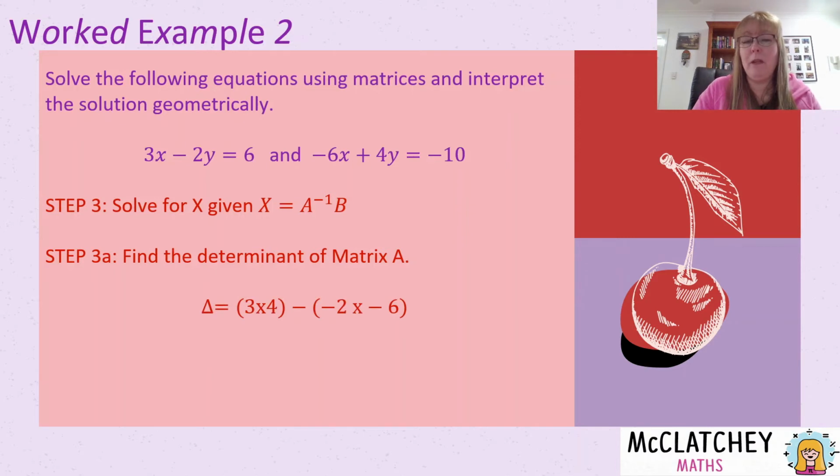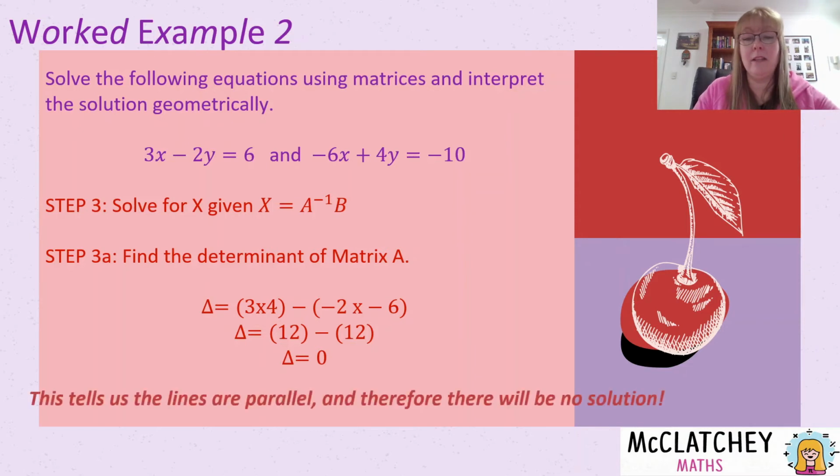So I use my formula again, and I'm going to work out that the determinant in this case is 0. So we've just talked about what that actually means for us in real life. These two lines are going to be parallel lines. So therefore there's going to be no unique solution. We can't find solutions for X and Y. Now that also means that matrix A is a singular matrix, and we learned about that a couple of videos back.